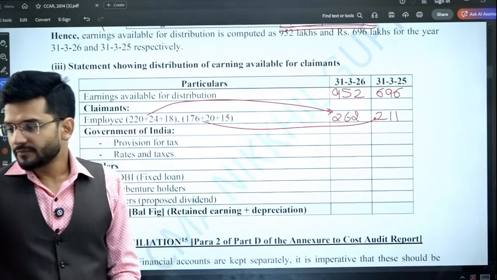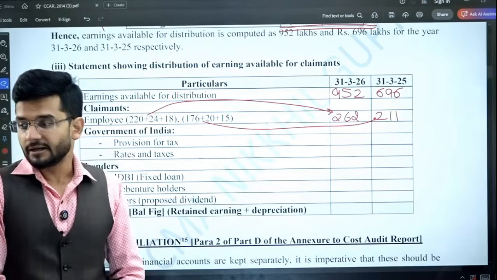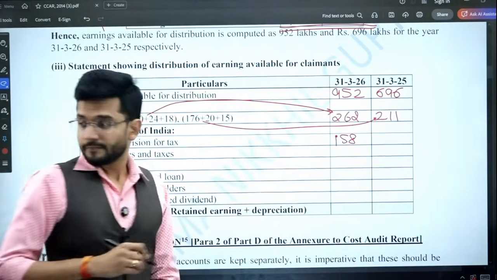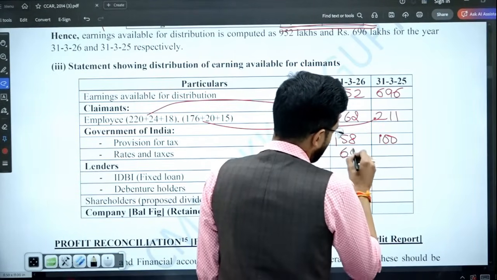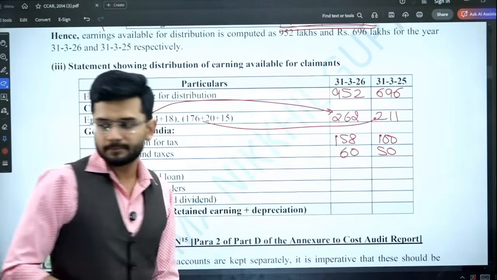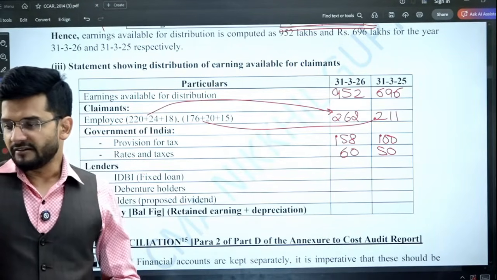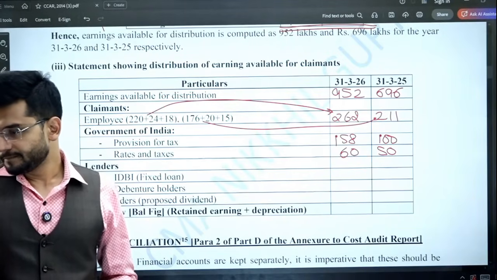Then Government of India, there is a provision for taxes and rates and taxes which we need to pay to Government of India. So 158 is to be paid to Government of India. 100, 60, 50. Then we have our liability for the shareholder, the lenders.